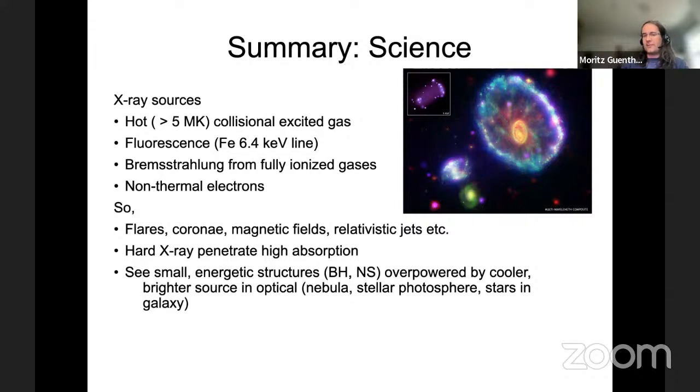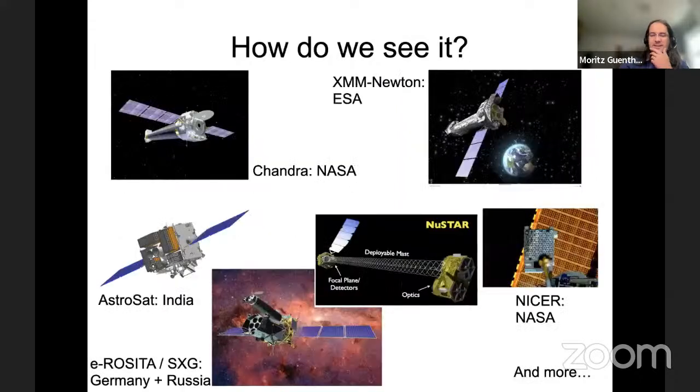We see fluorescence from iron. We see Bremsstrahlung from fully ionized gas. We see non-thermal electrons, from non-thermal processes, strong magnetic fields, jets that are at relativistic speeds, like 0.2 or 0.5 the speed of light. Often those are things that are very energetic, very fast, and often hard to see in other wavelength bands. Okay, so how do we actually see that?